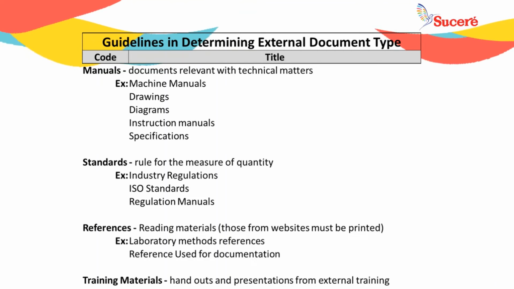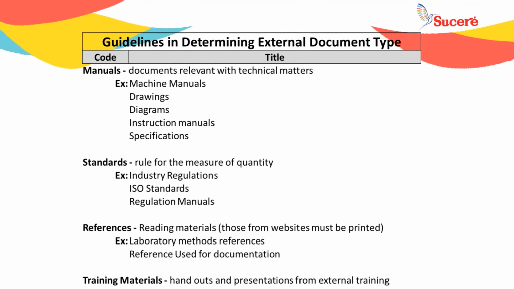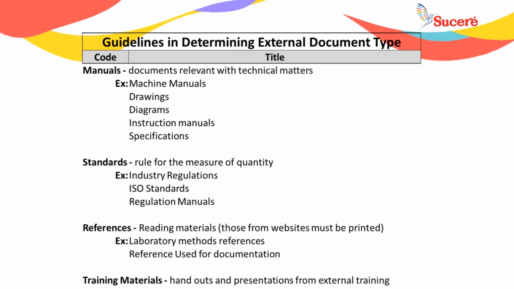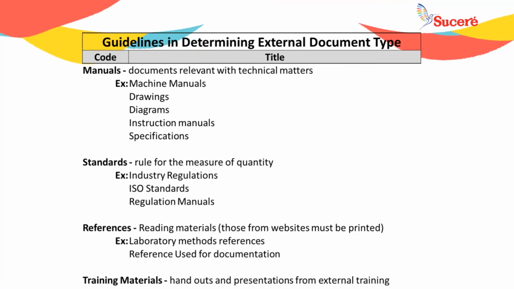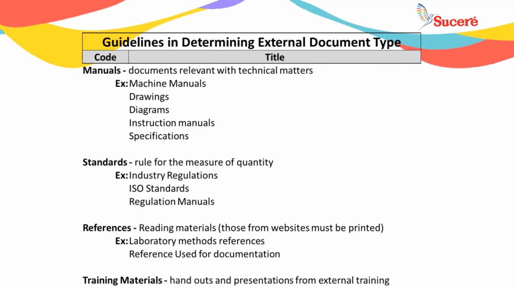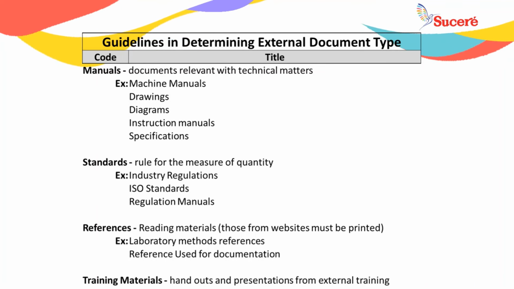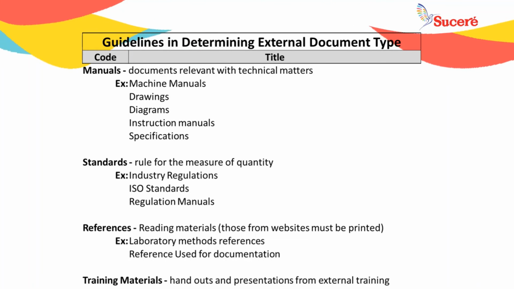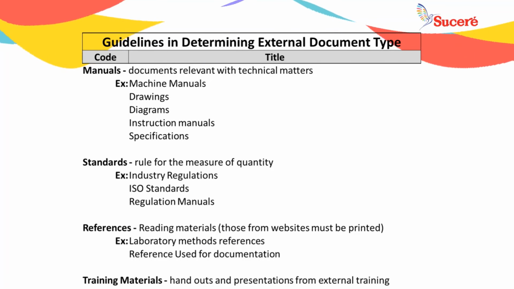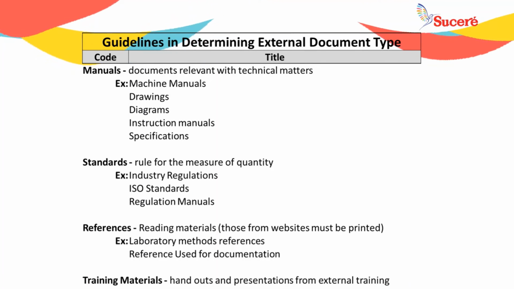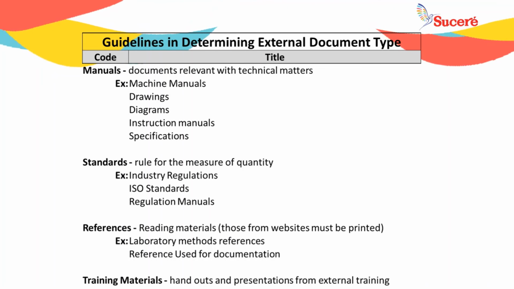So these are the guidelines in determining the external document types. The code for manuals is for documents relevant to technical matters. Examples: machine manuals, drawings, diagrams, instruction manuals, and specifications. And for the standards, which are the rule for measure of quantity, the code will be standards. For example, industry regulations, ISO standards, and regulation manuals will be in the standards category.